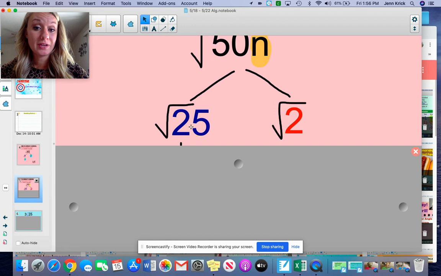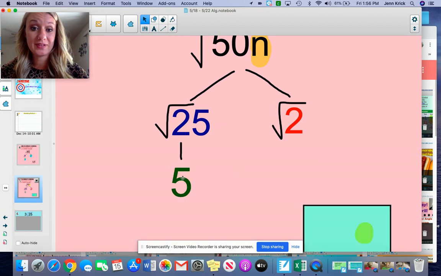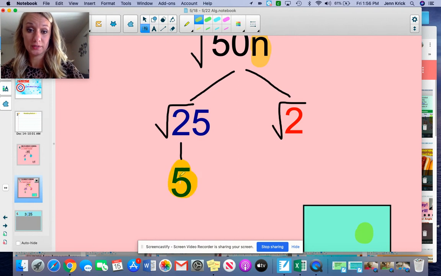Okay, I know that the square root of 25 is 5, so I simplified that as far as it can go. I can't do anything else with this. Can you simplify the square root of 2 anymore? No, there's nothing else you can do. That's got to stay how it is.